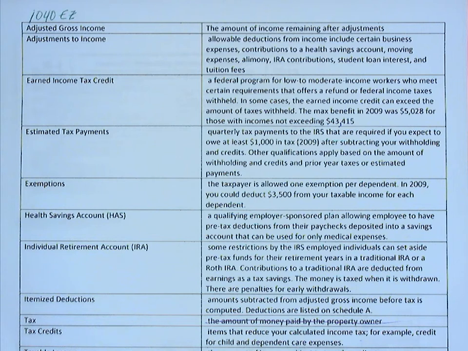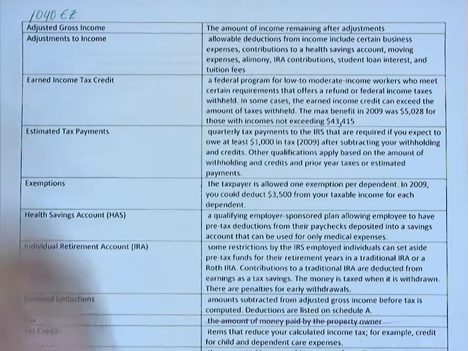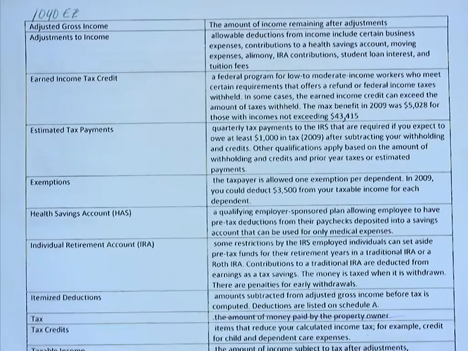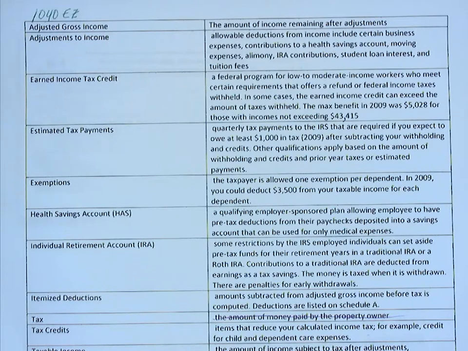This lesson is the first of 3 on calculating federal income tax. This one is using the 1040 EZ. There's a ton of vocabulary related to this one, so I want to make sure that you're aware of it. You've got your adjusted gross income, which is what's remaining after you've made your adjustments, the things that are allowed to be deducted.